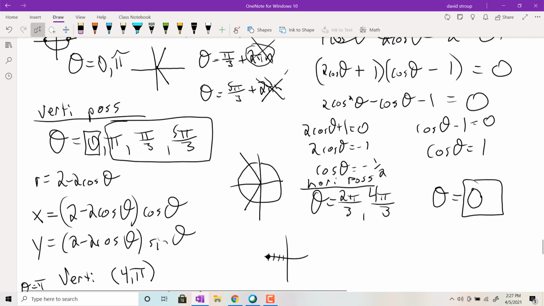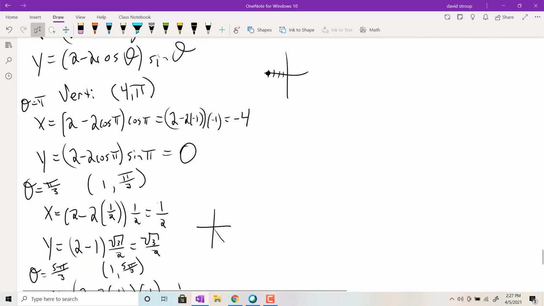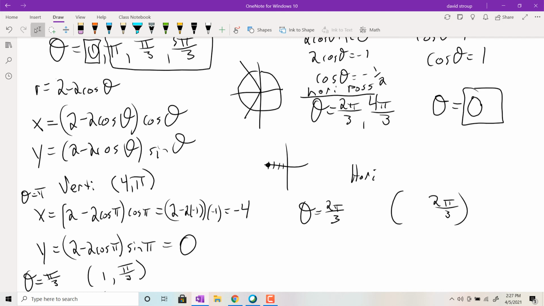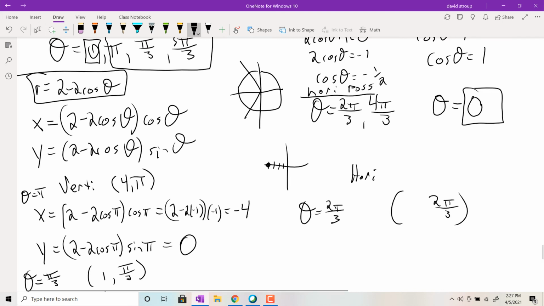Let's get the horizontal tangents then. So we got one at 2 pi over 3. And again, if you just need the coordinate r theta, you're using this formula to get the first coordinate there. So the thing that goes in there would be 2 minus 2 times cosine of 2 pi over 3. Cosine is negative in that quadrant, so it would be 2 minus 2 times negative 1/2. So that would be 4.